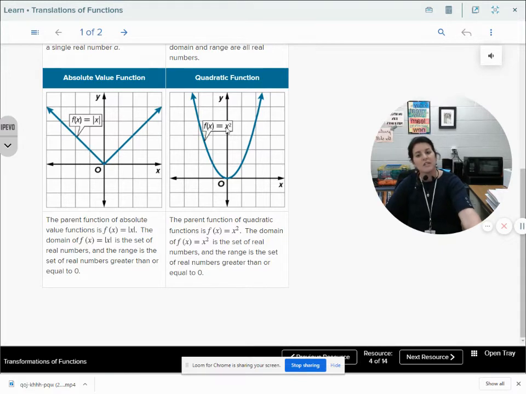Same thing happens on the negative side. If I plug in a negative number and I square it, think about that. A negative times a negative always results in a positive. So we're still going to have positive y values. So my domain here is all real numbers. And over here, my domain is all real numbers. But my range, on both of these, is only starting at 0 and going up. So it's all y values greater than or equal to 0.